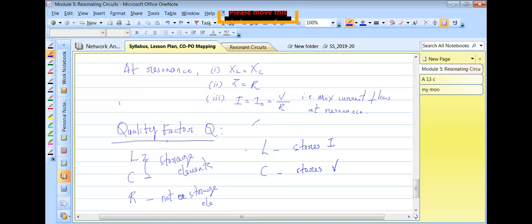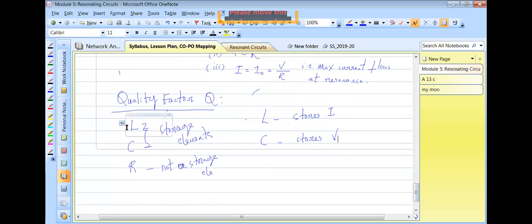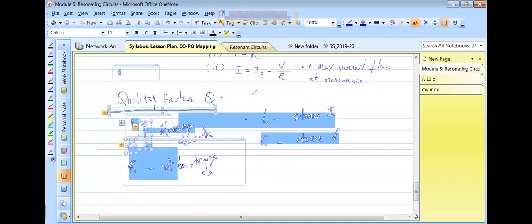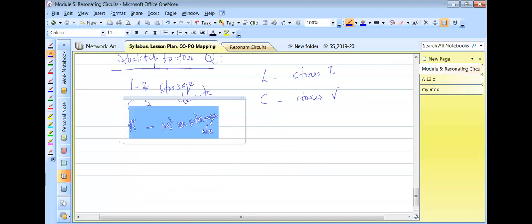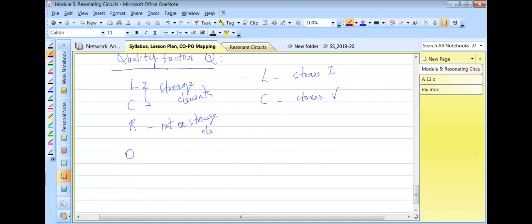So that is the quality factor. Now if we are asked to derive the quality factor, we can do it like this. We shall see that now. What is the quality factor given by? Everybody can write this. The quality factor Q is given by 2 pi into the maximum energy stored divided by the energy dissipated.